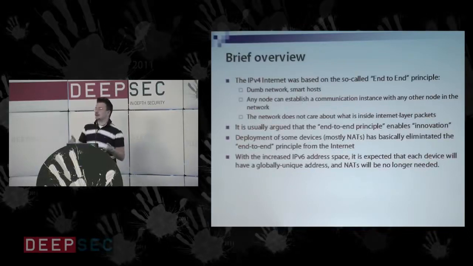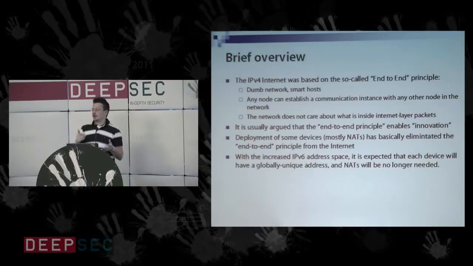And also that the network itself didn't care about what was inside the packets that you were sending on the network. Routers would only take a look at the IP header, but not take a look inside of the contents. This set of ideas is usually referred to as the end-to-end principle, and people usually argue that the end-to-end principle enables innovation. The reason many people argue this is that if the network itself doesn't take a look at what you do inside IP, that means that you can, for example, design your own transport protocol and deploy it on the internet easily.